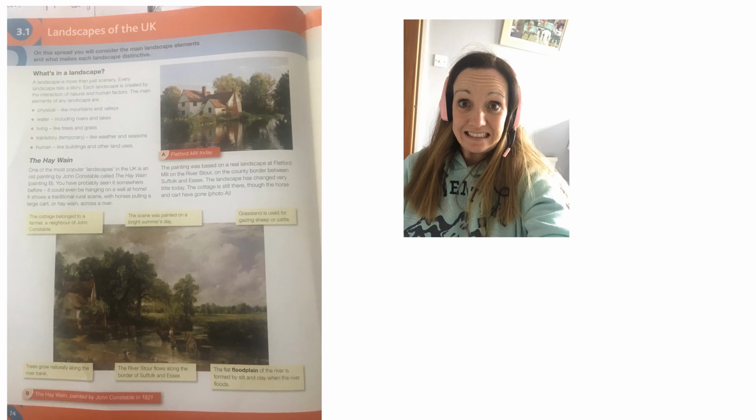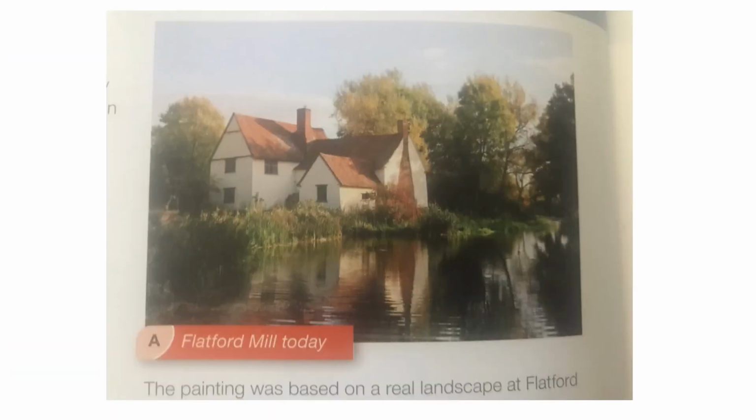Photo A. So you can look at the painting that was drawn by John Constable in 1821, figure B, and you can look at the photograph of what that place looks like today. And there isn't a huge amount of difference. So landscapes are often photographed and landscapes are often painted as well. So this is the painting based on the real landscape at Flatford Mill.